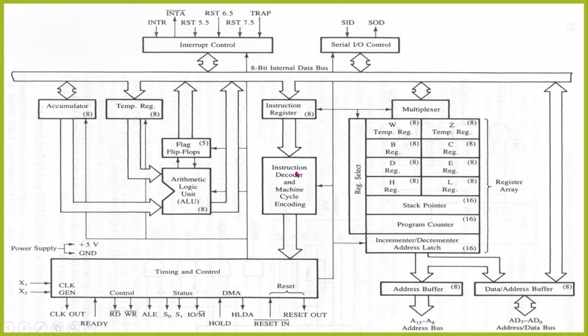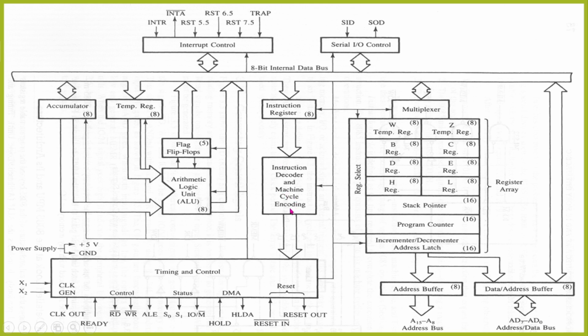Then it is transferred to the instruction decoder. The instruction decoder finds out the real meaning of the instruction, because instructions are all binary numbers, and each binary combination has a different meaning. That meaning is identified by the instruction decoder. Then it will enable the machine cycle encoding.